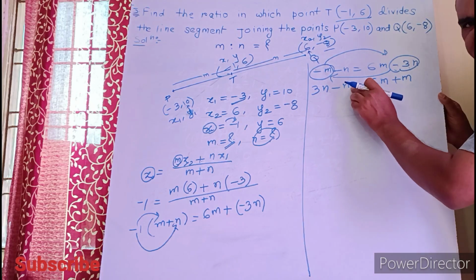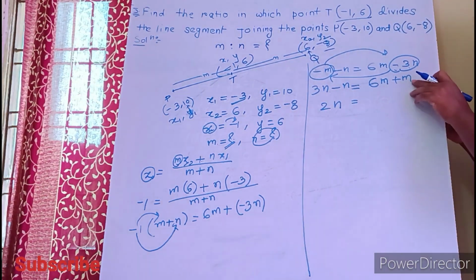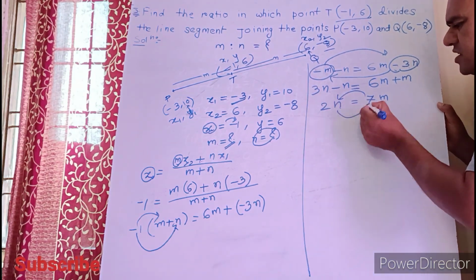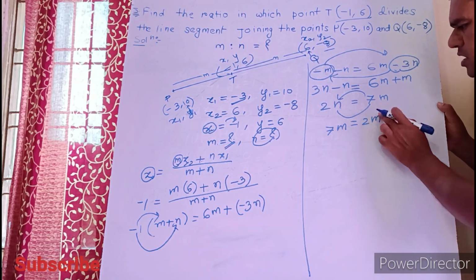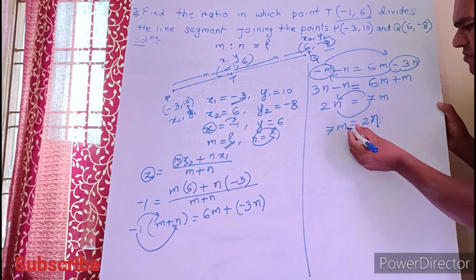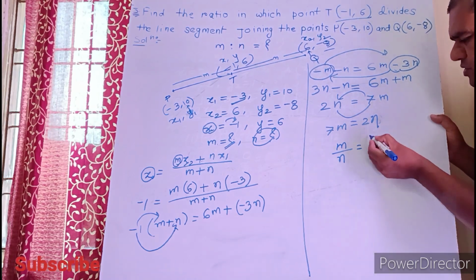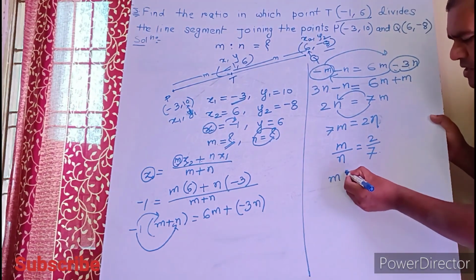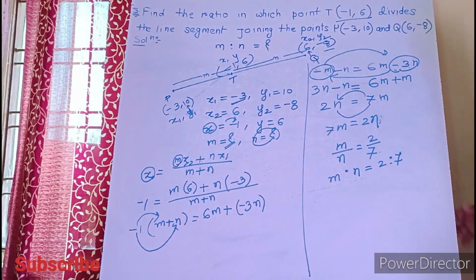Now 3n minus n, that is 2n, equals 6m plus m, that is 7m. By interchanging the sides, 7m equals 2n. Now m divided by n equals 2 divided by 7. Therefore the ratio m as to n equals 2 as to 7.